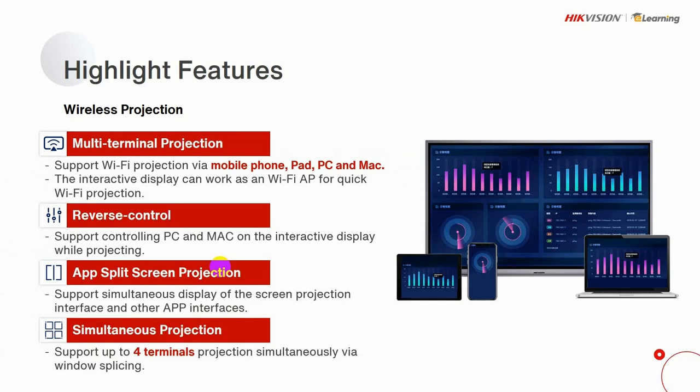Next will be the wireless projection function. Like I said in the first chapter, we can use it in a conference room, right? It supports Wi-Fi projection via phone, pad, PC, and Mac. It supports reverse control of the PC while using the projection. And you can see apps in split screens if you want. You can drag different apps into different split screens. It supports up to 4 terminals for projection simultaneously.